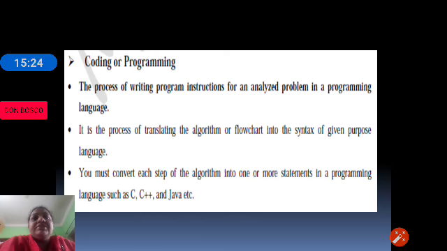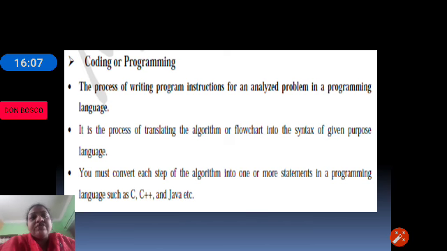So coding means the process of writing a program or the instructions. To write a program, we need to learn programming languages. So the computer will not understand Kannada or Hindi or English. The computer understands programming languages or computer languages. So we need to write the program. To write the program, we use programming languages. The process of writing programs using a programming language or a computer language is called coding.